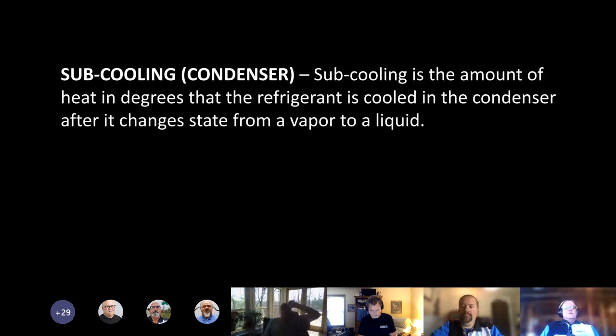The second one is subcooling. What is subcooling? Subcooling has to do with a condenser, and it is the amount of heat in degrees that the refrigerant is cooled in the condenser after it changes its state from a vapor to a liquid. We know that refrigerant enters the condenser as a vapor from the compressor, and then it's cooled by the outside air into a liquid. Just like we know that a material can change its temperature without changing its state, and that's what we're doing here. We're decreasing the temperature.